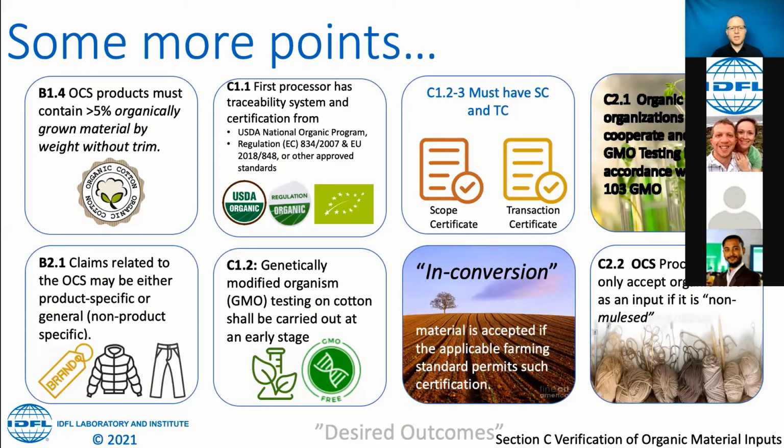The organic cotton organization shall cooperate and perform the GMO testing in accordance with OCS 103 GMO. Basically, this is making sure that the organization getting the organic cotton is not being dishonest in any way. There was a big issue in the news about one or two years ago, where organic Egyptian cotton, or long staple cotton, was in fact not organic. That caused a lot of distrust within the industry. And last of all, processors shall not accept organic wool as an input if it is non-mulesed. This happens when you have cotton-wool combinations or blends.